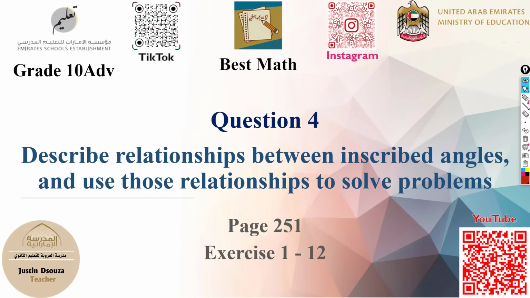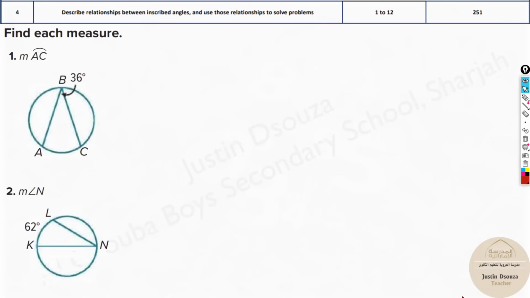The question 4 is relationships between inscribed angles. Here we have a set of different problems. The first type begins with a simple one. Finding the measure of arc AC. Here we can see the angle B is inscribed. How do we find this measure of arc AC? There's a simple formula. Whenever we have an inscribed angle, this arc is twice this inscribed angle, or this inscribed angle is half of this arc. So I will write over here the measure of angle B is equal to half of the measure of arc AC. So this is the arc. That's it. And now we need to find the arc AC.